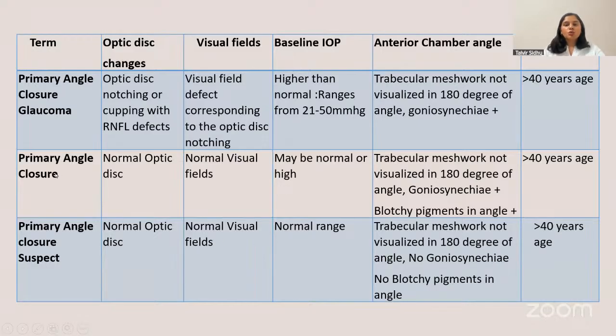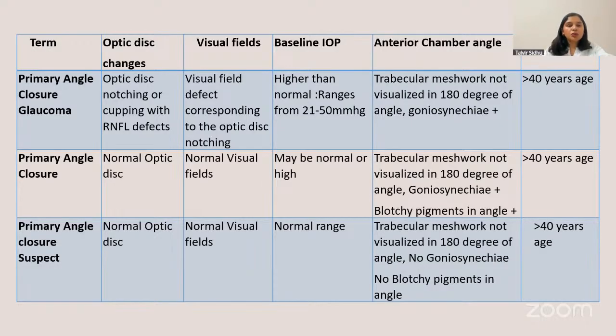In primary angle closure, what happens is that it has advanced to occludable angle, that is, trabecular meshwork not visualized in 180 degrees of the angle, and it has goniosynechiae or blotchy pigments. Now, because angle damage has started occurring, there can be a high intraocular pressure. But optic disc and visual fields are still normal. So here you need to do a YAG PI so that it does not advance into angle closure glaucoma.